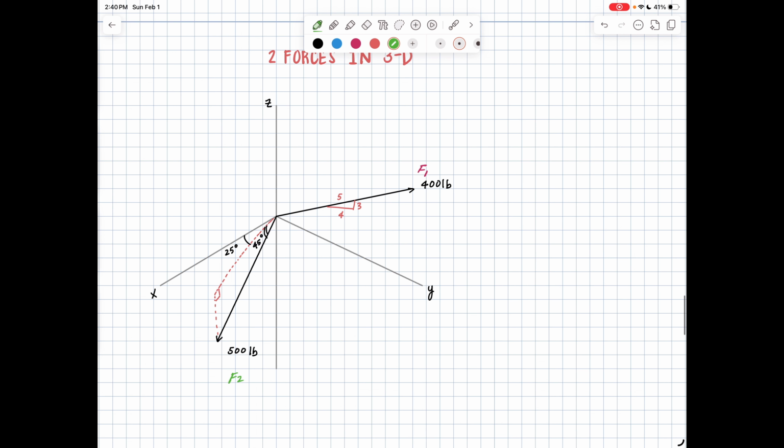So what we're trying to do for this problem is find the resultant, the magnitude and direction of the resultant.